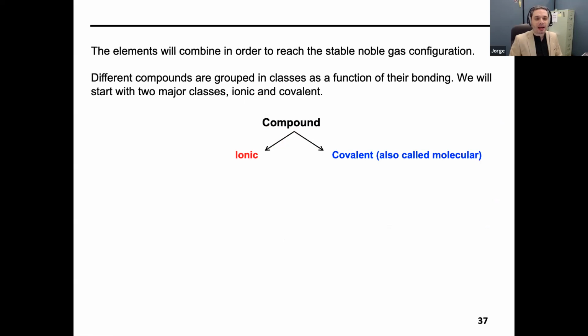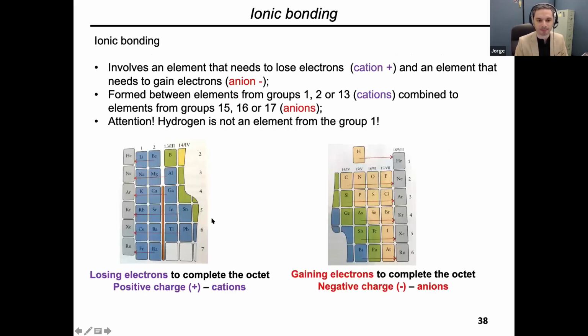Okay. The elements will combine in order to reach the stable noble gas configuration. Different compounds are grouped in classes as a function of their bonding. We will start with two major classes. We will talk about ionic compounds and covalent compounds. Covalent compounds are also called molecular compounds.